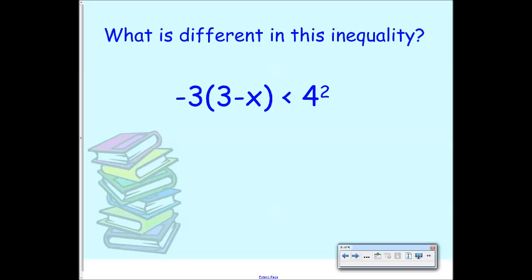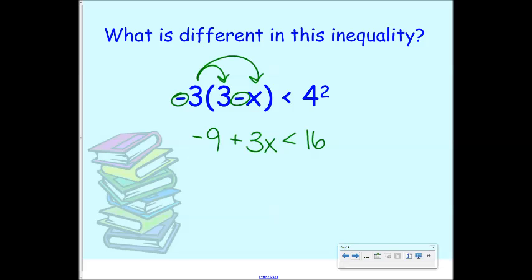On the left side, I've got to distribute this -3. Remember, distribute means multiply by everything inside the parentheses. So that's going to end up giving me -9 plus 3x, and it's a plus 3x because we have a -3 here and a -x here, and those cancel out into a positive. Less than, what can I simplify on the right side? On the right side we have 4 squared, so that's going to give us 16.